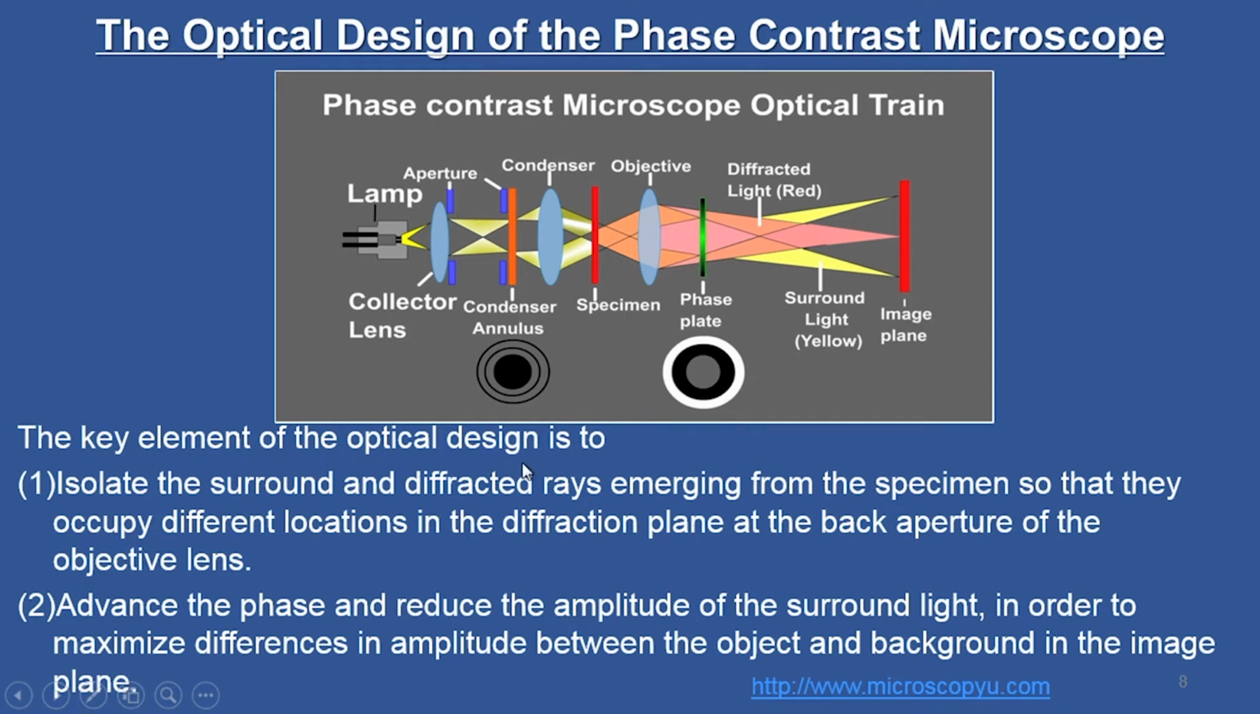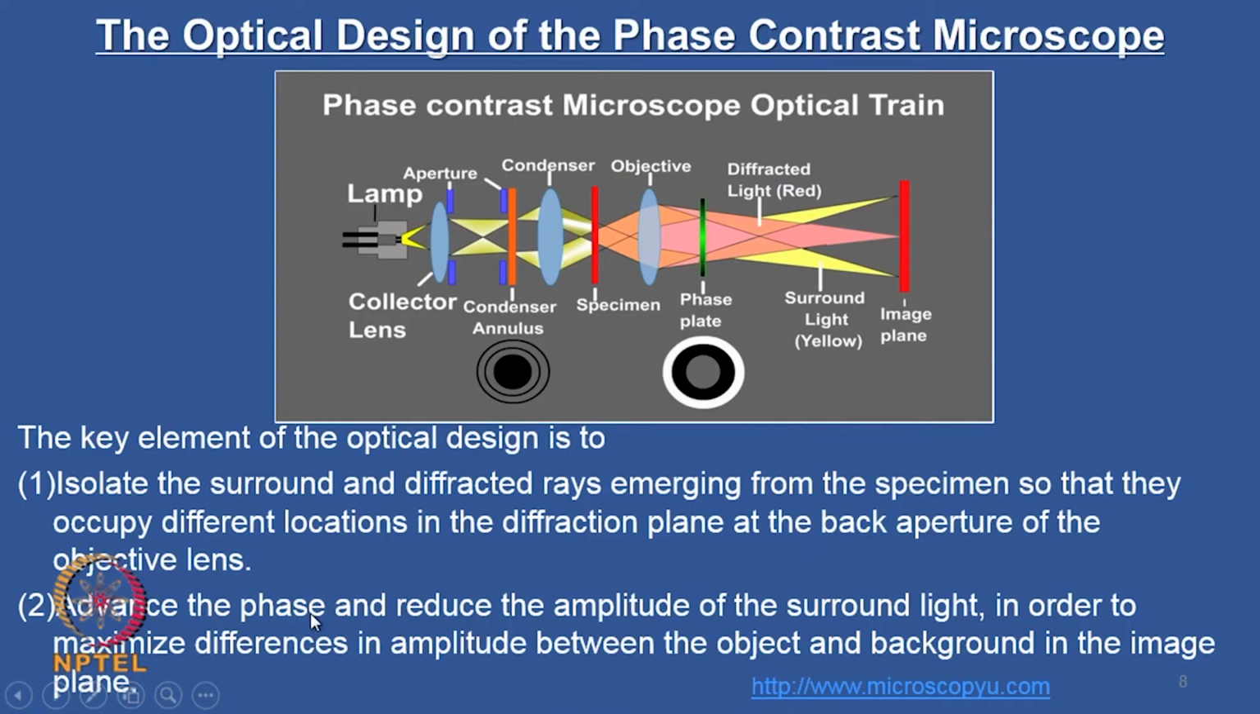The key element of the optical design is to isolate the surround and diffracted rays emerging from the specimen, so that they occupy different locations in the diffraction plane at the back aperture of the objective lens. Advance the phase and reduce the amplitude of the surrounding light in order to maximize the difference in amplitude between the object and the background in the image plane. So, what the phase plate is doing is either advancing the phase or reducing the amplitude.